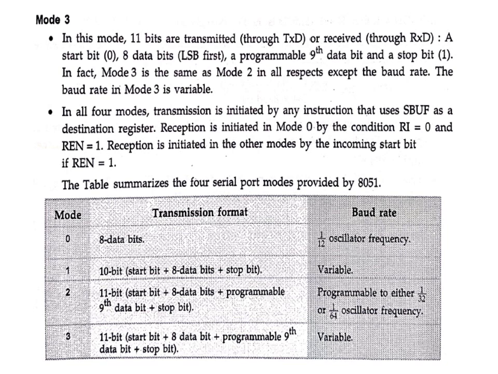As shown in the table, the first mode is mode 0. Mode 0 is selected by setting SM0 and SM1 bits of SCON register, that is serial control register, with values 0 and 0. Here the transmission format is 8 data bits. That means only 8 data bits are transmitted in this mode. And the baud rate considered is 1 by 12 oscillator frequency.